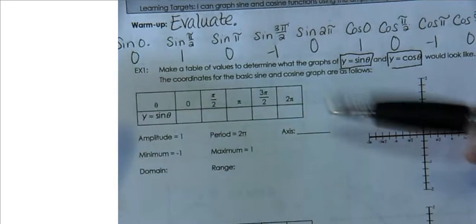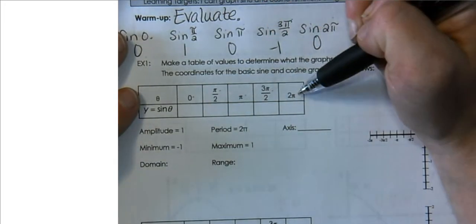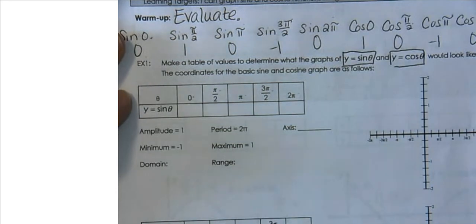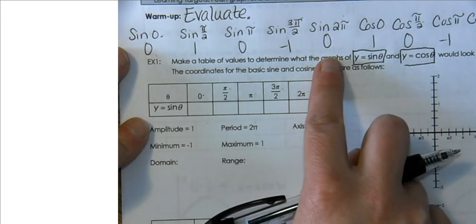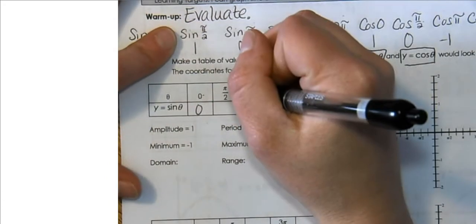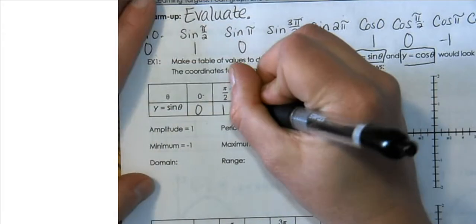And if you look at these tables right here, notice that we are using 0, pi over 2, pi, 3 pi over 2, and 2 pi. And when it comes to our output, those are going to be all of the answers that we got in our warm-up. The sine of 0, we know is 0. So if our input is 0, our output would be 0. If our input is pi over 2, our output is 1. Then the sine of pi is 0. The sine of 3 pi over 2 is negative 1. And the sine of 2 pi is 0.